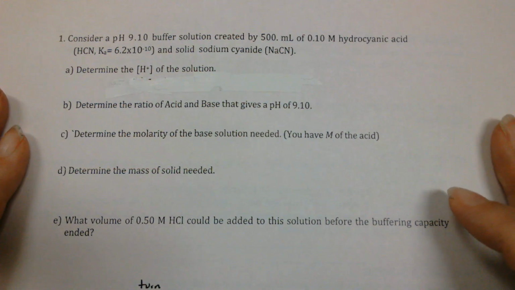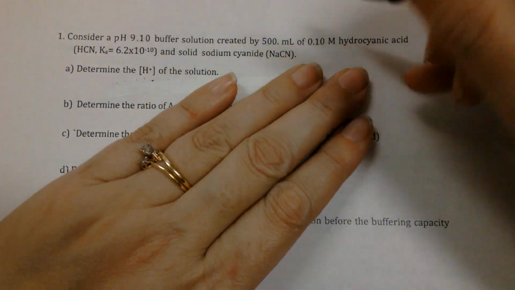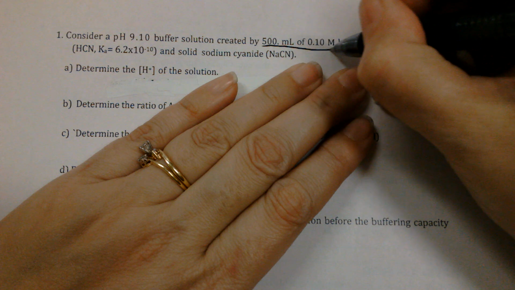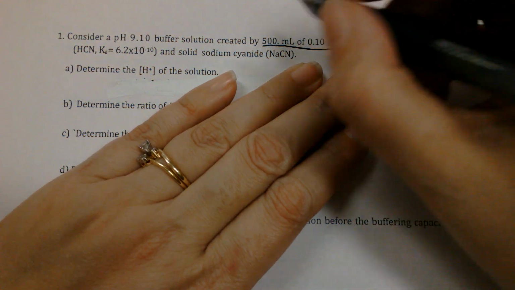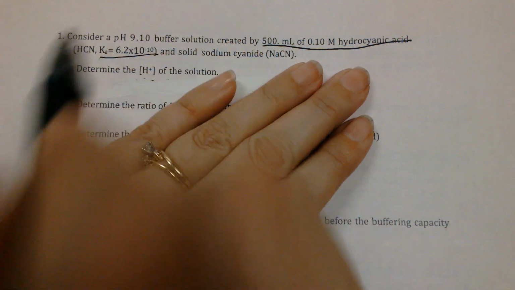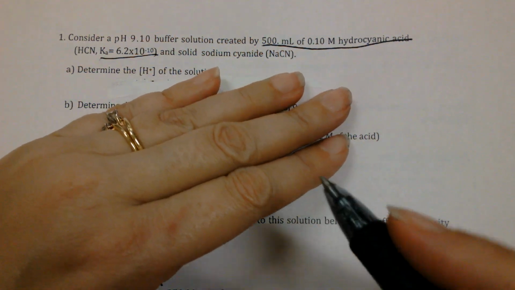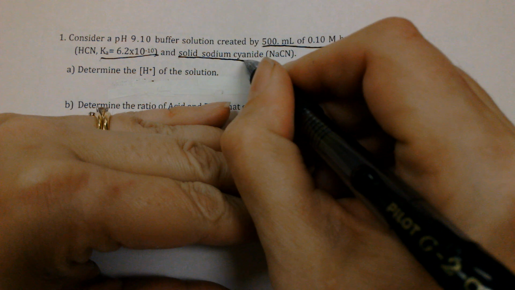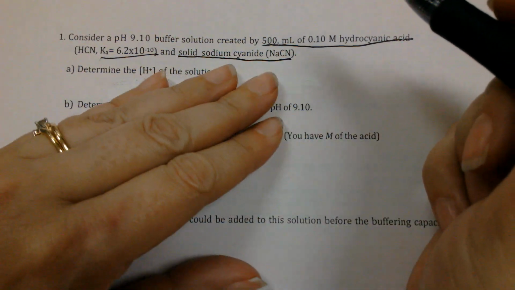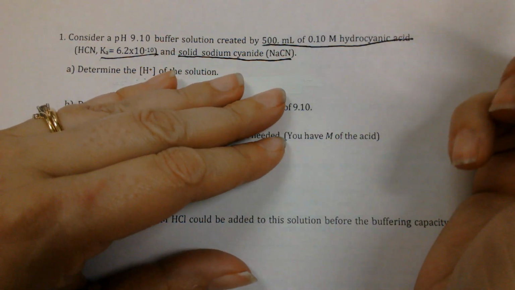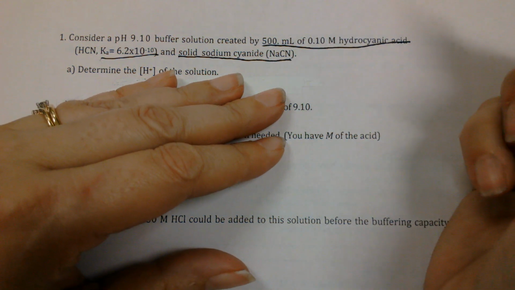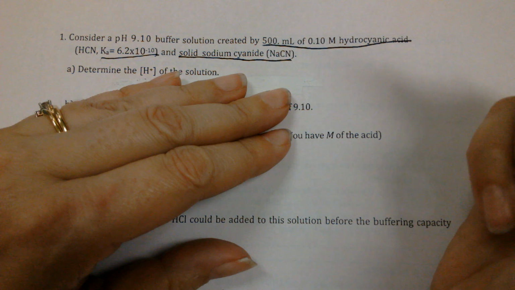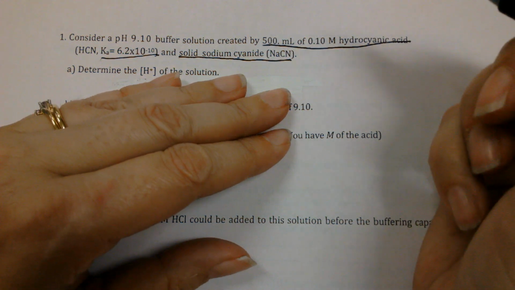This one here is a direct addition problem because I see that I am starting out with 500 milliliters of 0.1 molar HCN, which is a weak acid. I can tell because I've been given its Ka, and I'm going to add the solid sodium cyanide. So one of the most important things about the buffer is the pH, and the pH, of course, is determined by the concentration of H+.